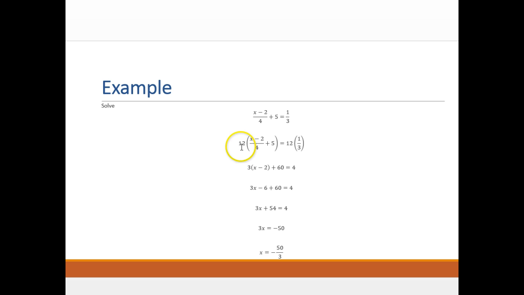I'm going to distribute here 12 times this x minus 2 over 4. Well, 4 goes into 12 3 times, and you're left with 3 times the numerator of x minus 2. This 12 still has to be multiplied into this term, the 5, so 12 times 5 is 60. And on the right-hand side, 12 times 1/3, 3 goes into 12 4 times, so that's 4. So notice I went from a very ugly equation up here to an equation with no fractions. I still want to distribute and combine like terms. This gives me 3x minus 6 plus 60 equals 4. So I combine like terms still. I get 3x plus 54 equals 4. 3x is negative 50, and x is negative 50 over 3.